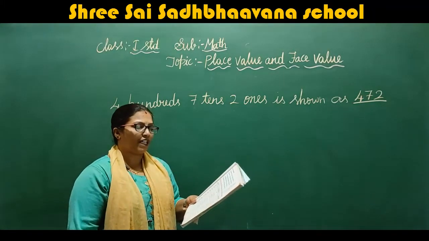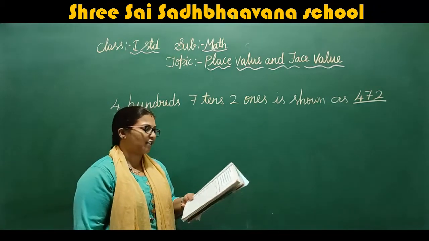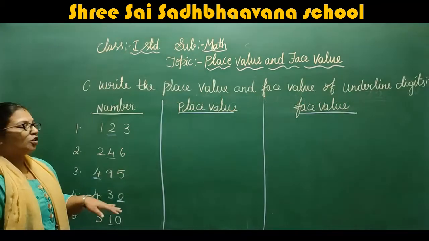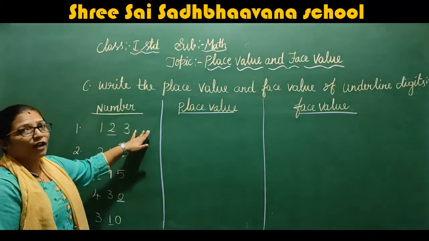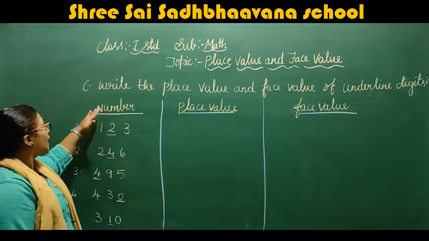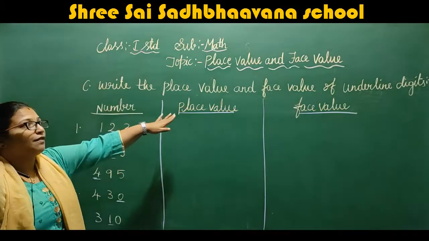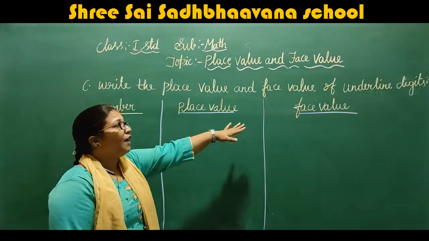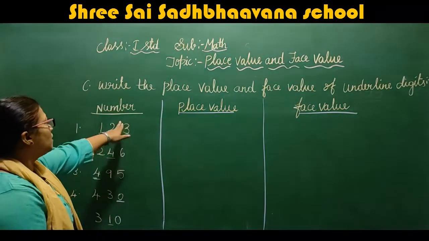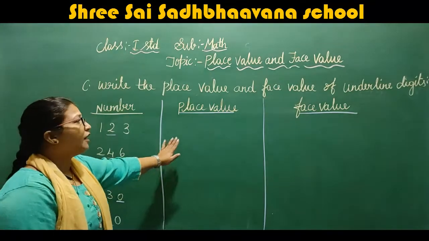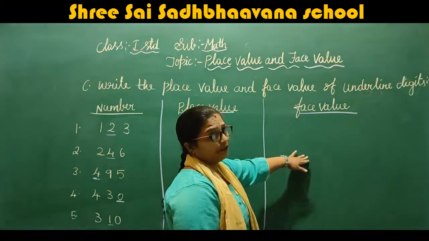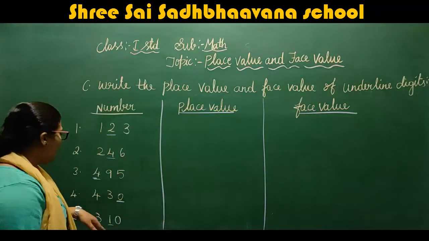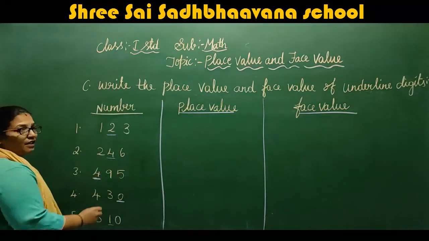Here, write the place value and face value of the underlined digits. So children, they have given it like this for you, and you should do a few examples. Write the place value and face value of underlined digits. Here they gave the number, here the place value, and here the face value. They underlined some of the numbers here.